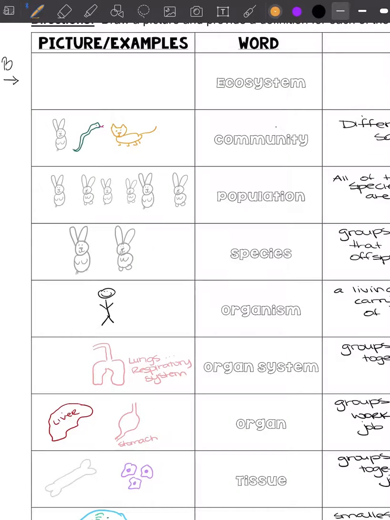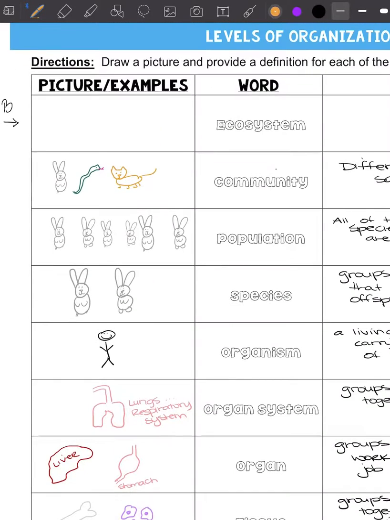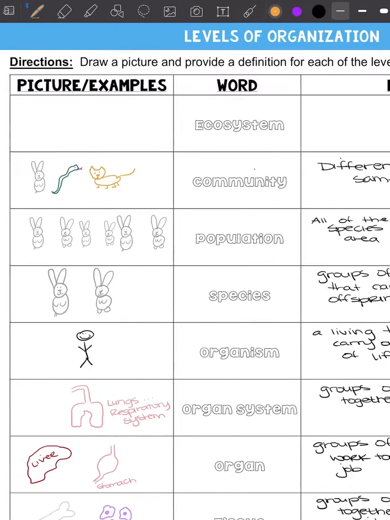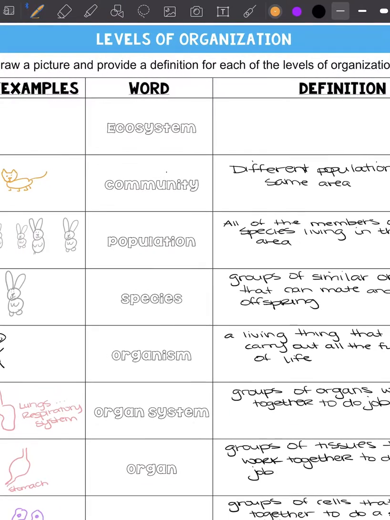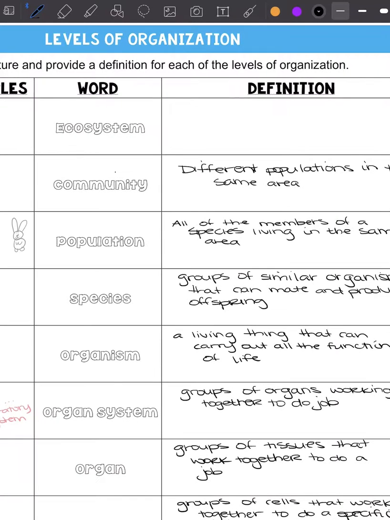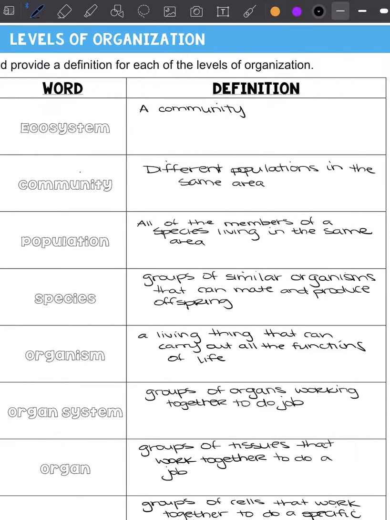So let's take ecosystem. So I'm going to take all of these communities, or these different species, these different populations in this community, and I'm going to put them in with all of the other non-living things in that area. So it's community in a specific area, but also including all the non-living parts.